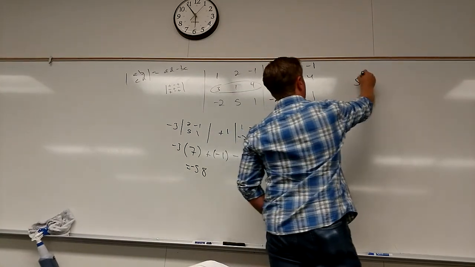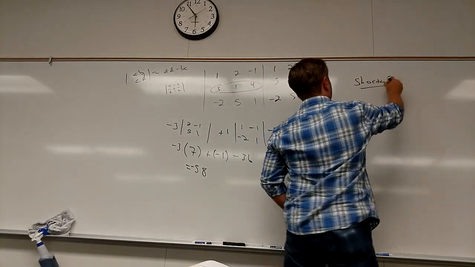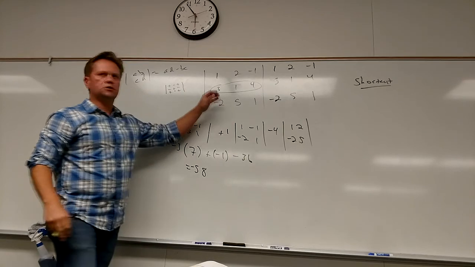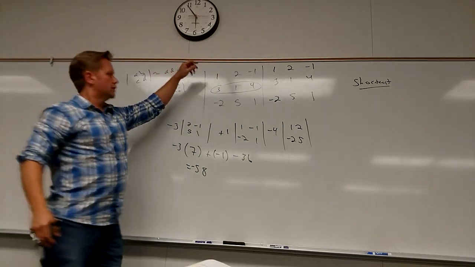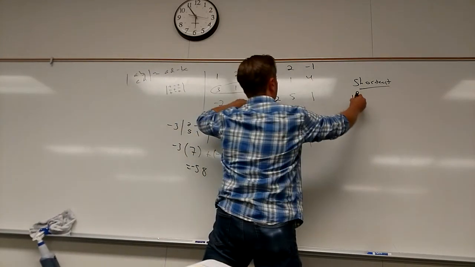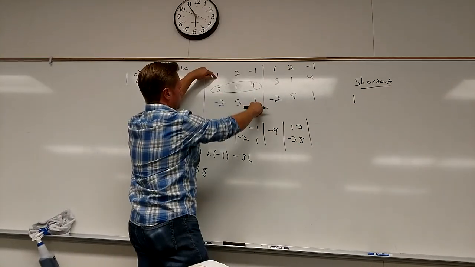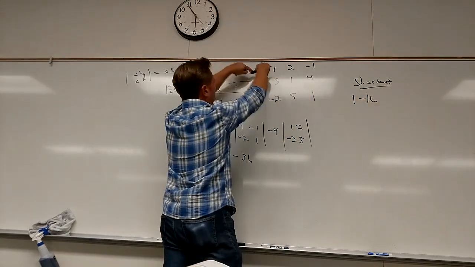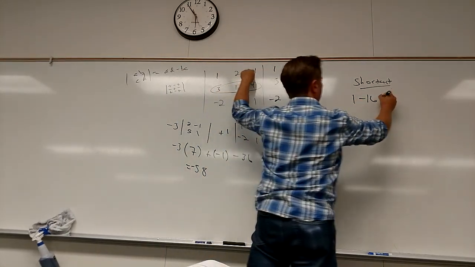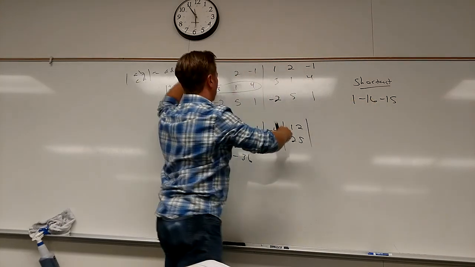So the shortcut, sort of. To be honest, I really don't use the shortcut too much. IJK I do because it's just nicer. So I get 1. See it? 1 times 1 times 1. 8 times negative 2 is negative 16. Negative 3 times 5, negative 15. And now I do minus.